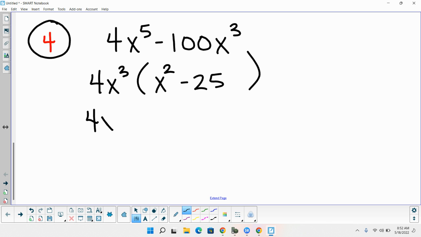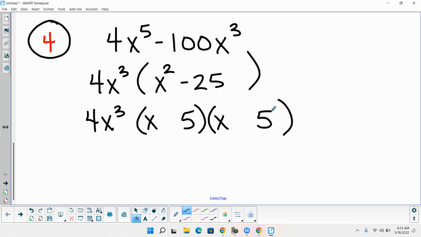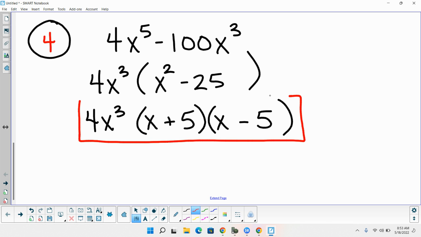What's that x squared minus 25? That's the difference of squares, right? What's the square root of x squared? X. Square root of 25? 5. Then what? Plus and minus. Very good. Now it is factored completely.